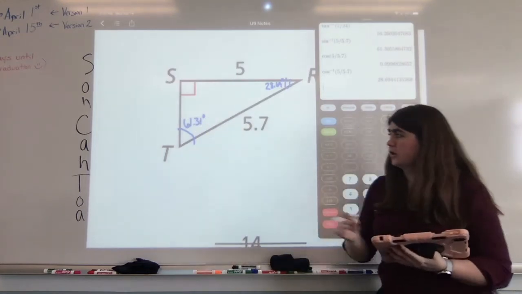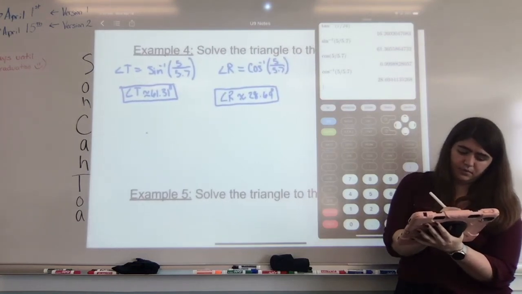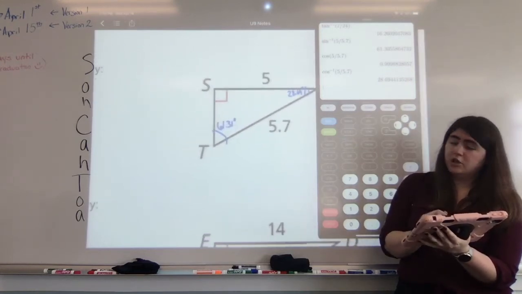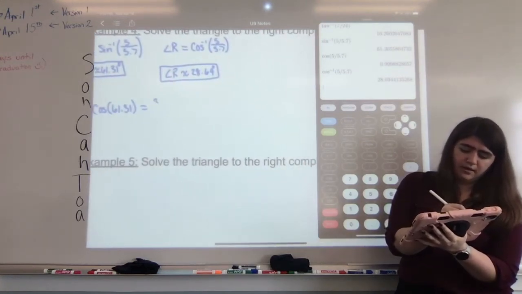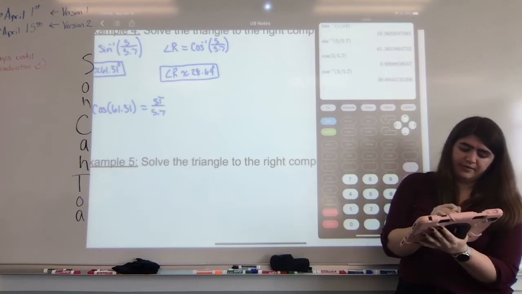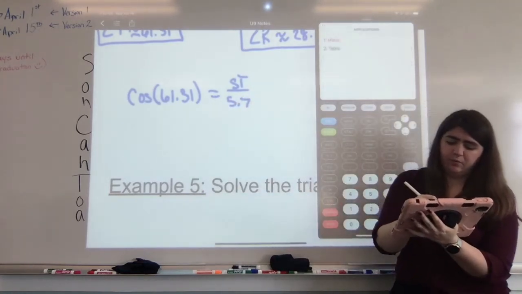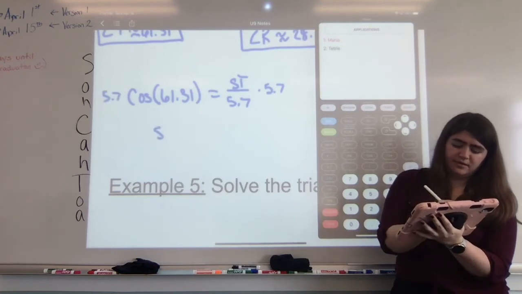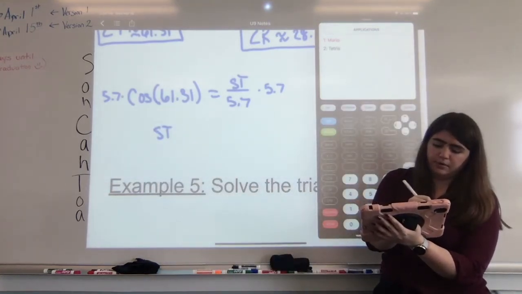So we're going to use regular cosine of 61.31 degrees is equal to the ratio of the adjacent, which is ST, over the hypotenuse, which is 5.7. So ST over 5.7. To solve for this, we're going to multiply both sides by 5.7. And that will give me ST.